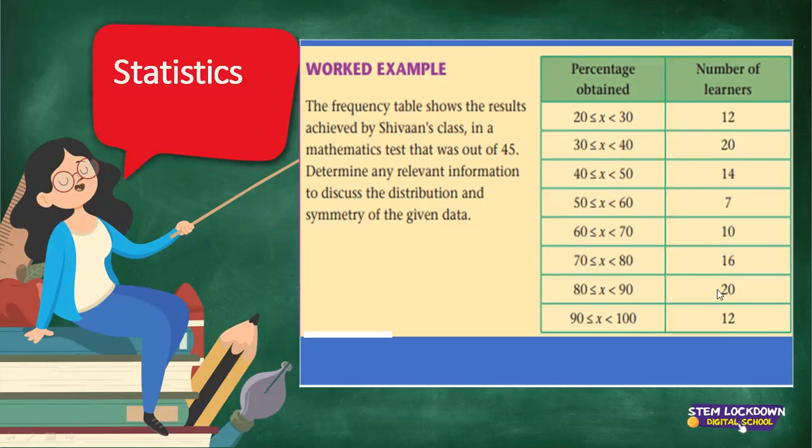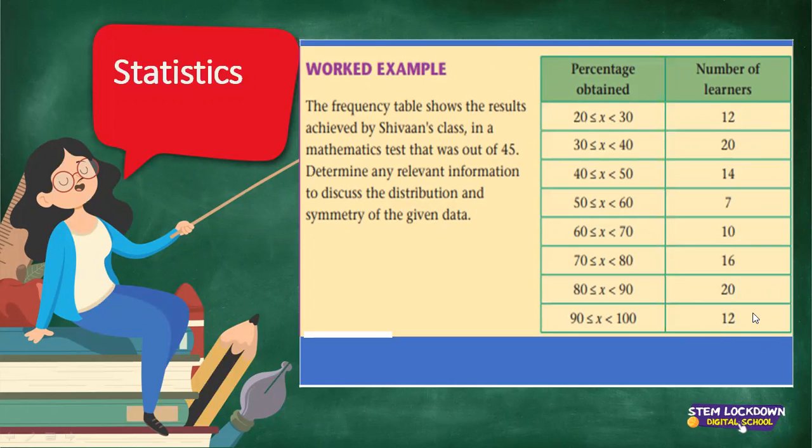Okay, so our cumulative frequency on our vertical axis, how do we get our cumulative frequency? When I say 12 plus 20, whatever you get, plus 14, plus 7, plus 10, plus 15, plus 20, plus 12, that will give us our cumulative frequency.